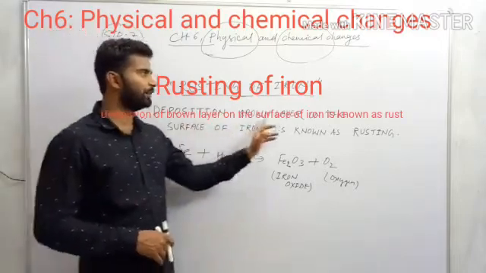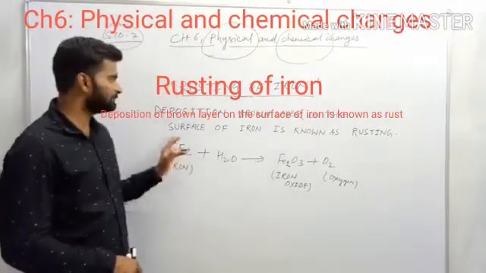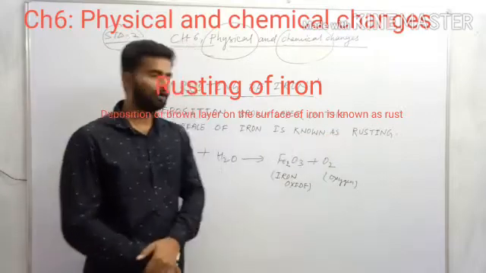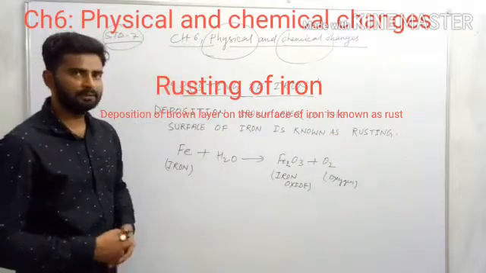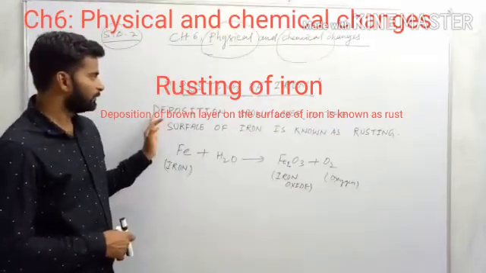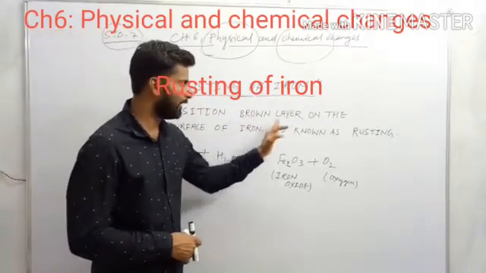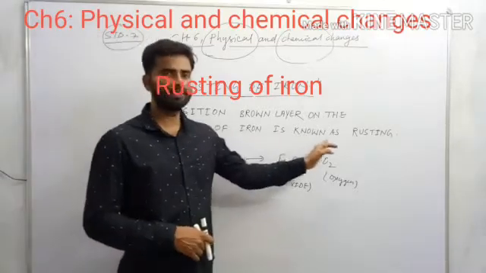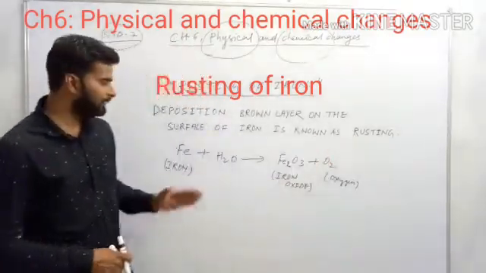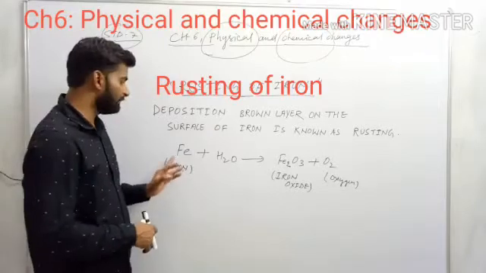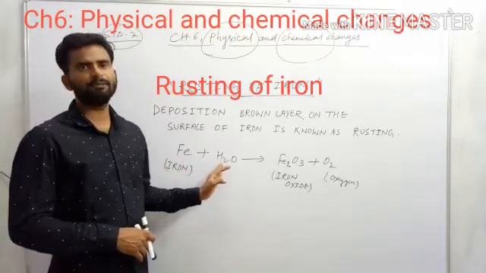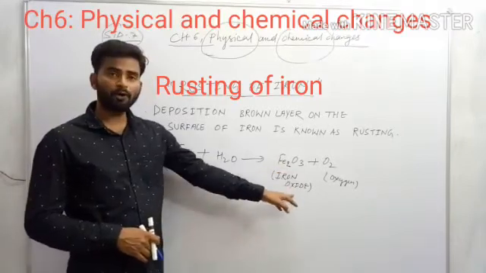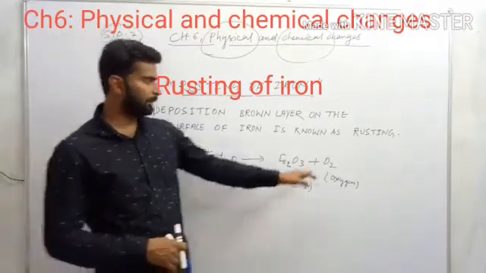So the deposition of a brown layer on the surface of iron is known as rusting. Here we'll see how Fe, iron, reacts with water, that means moisture, and oxygen, and Fe2O3, iron oxide, is produced.